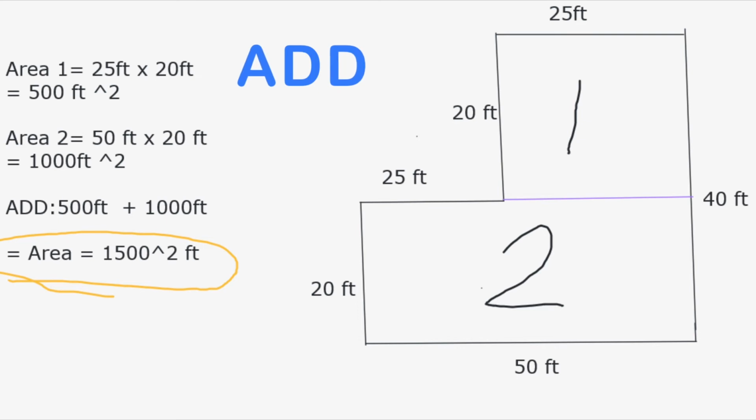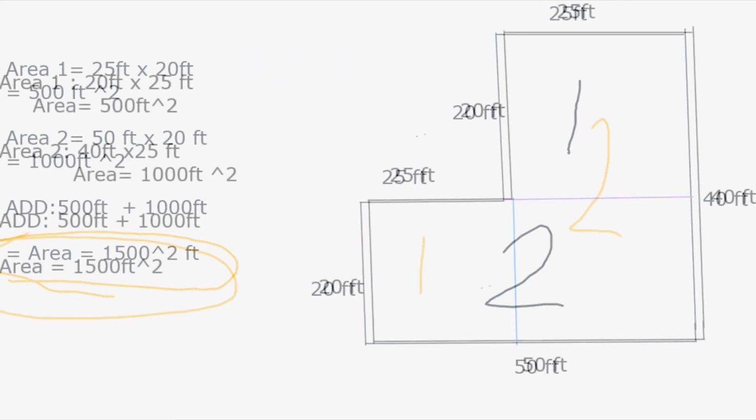So you find the area of one shape, shape 1, which would be 25 times 20, and it will give you 500. And you find the area of shape 2, which will be 50 feet times 20 feet, and it will give you 1,000 feet square. Then you add them together, which will give you 1,500 feet square.